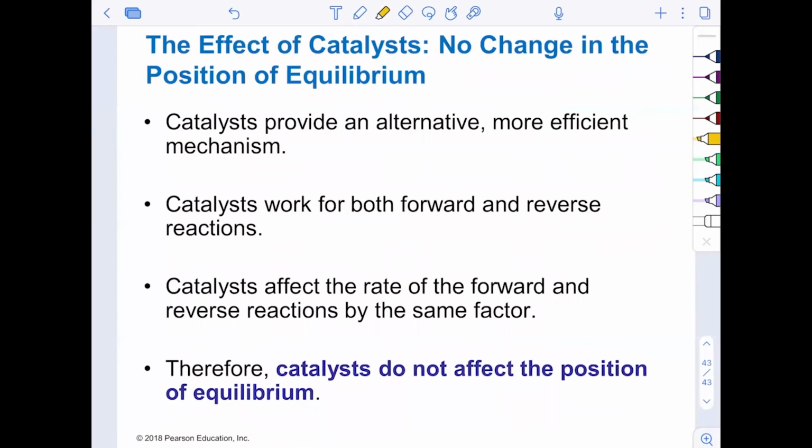Now, the last thing that I want to go over is just briefly the idea of a catalyst. We talked about catalysts in terms of the rate of the reaction, right? Catalysts increase the rate of the reaction. They're decreasing the activation energy. Catalysts provide an alternative or more efficient mechanism. Catalysts work for both forward and reverse reactions, though. So a catalyst affects the rate of the forward and the reverse reactions by the same factor. Therefore, overall, catalysts do not affect equilibrium at all.